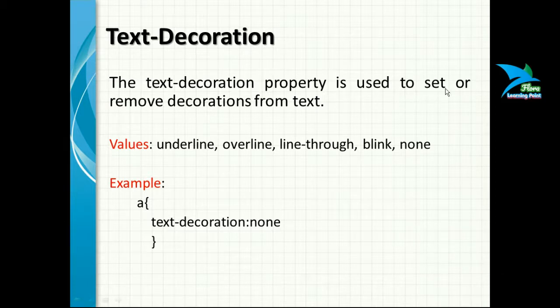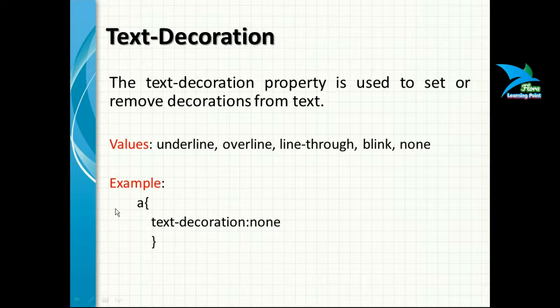The next property that we will discuss is text decoration. The text decoration property is used to set or remove decorations from text. The valid values are underline, overline, line-through, blink, or none. That means if you want to underline some text, you can use the underline value, overline above the text, line-through, that is strike through the text, then blink the text, or none. None is used if you don't want any decoration. Let's suppose here in this example I have used text-decoration: none with the anchor tag.